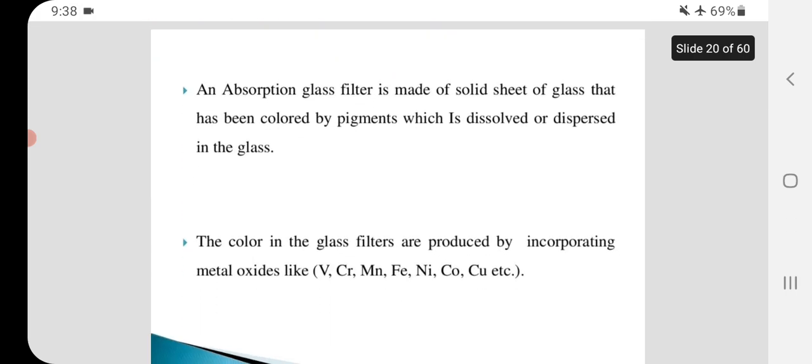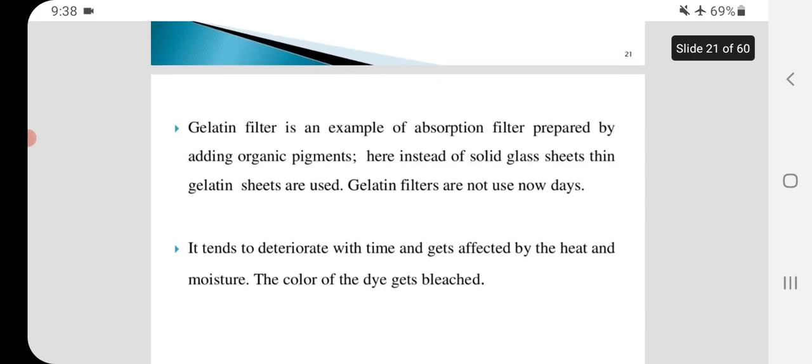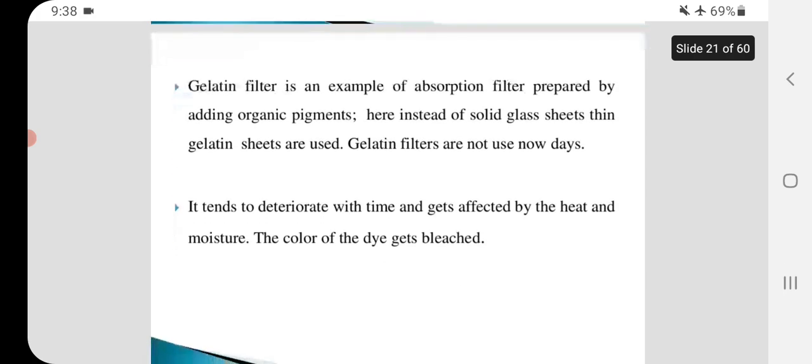An absorption glass filter is made up of a solid sheet of glass that has been colored by pigments which are dissolved or dispersed in the glass. The colors in the glass are produced by incorporating metal oxides like V, Cr, Mn, Fe, Ni, Co, Cu, etc. Gelatin filter is an example of absorption filter prepared by adding organic pigments. It tends to deteriorate with time and gets affected by the heat and the moisture. The color of dye gets bleached.